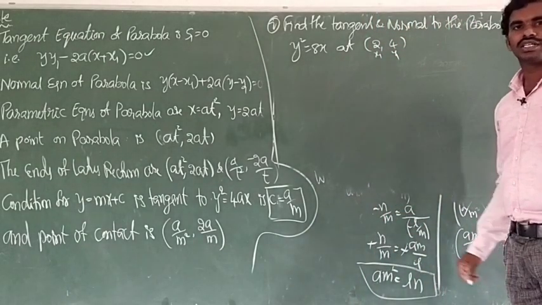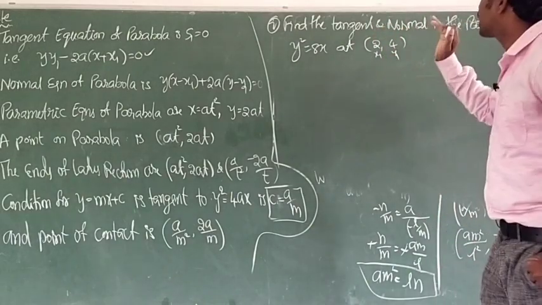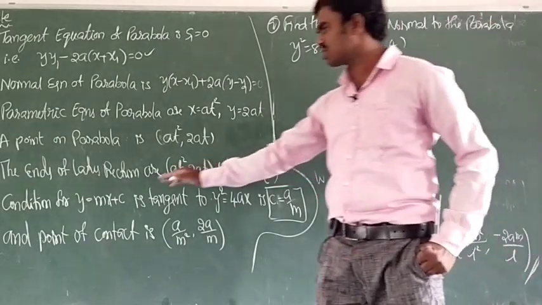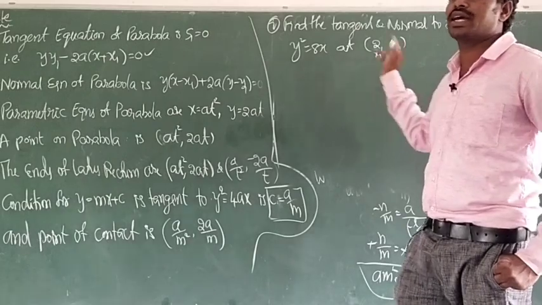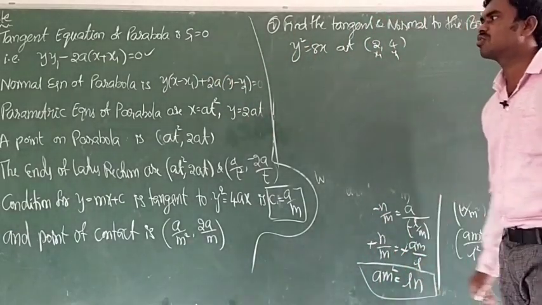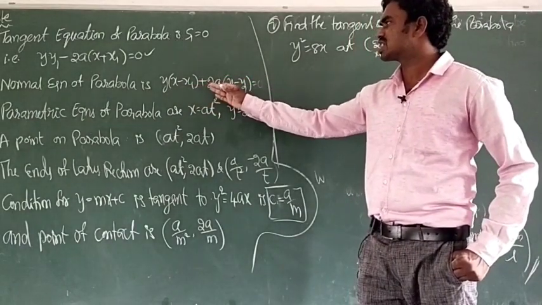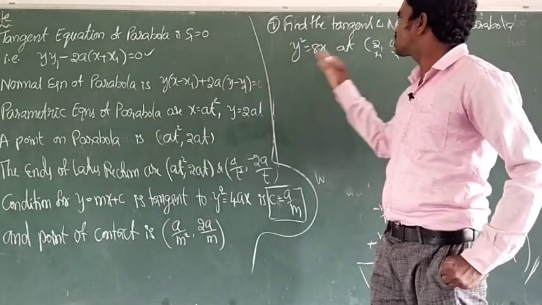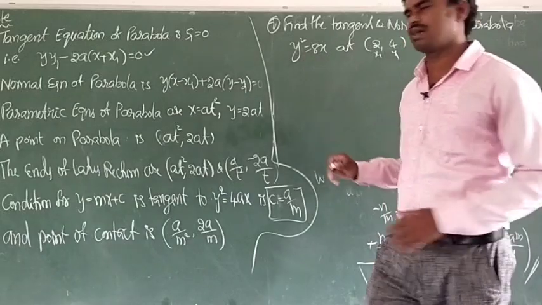Whenever a point is given, at that time what is the tangent equation and what is the normal equation? If slope is given, the tangent equation is taken as y equal to mx plus c. That's very clear. Whenever the point is given, the tangent equation is y1 y minus 2a into x plus x1 equal 0. And the normal equation is y1 into x minus x1, plus 2a into y minus y1 equal to 0. So write these two formulas, substitute x1, y1 as 2 comma 4, and a we can get from this. So that's it, we can complete.